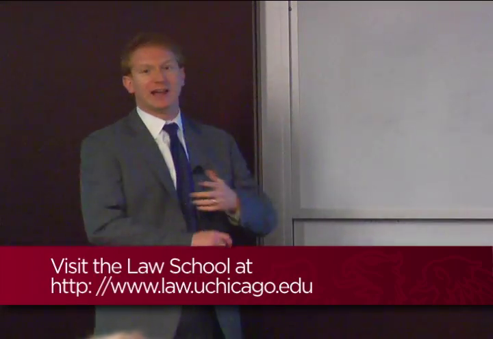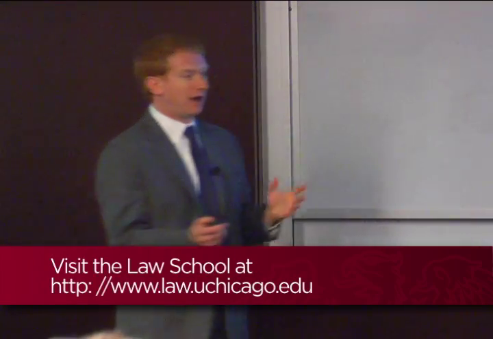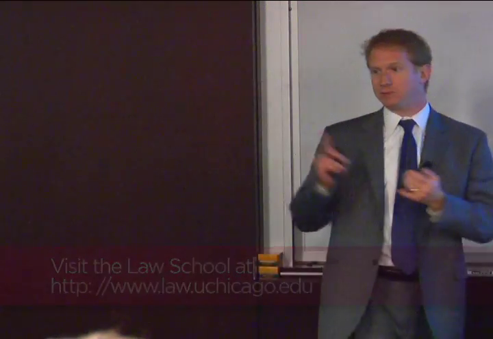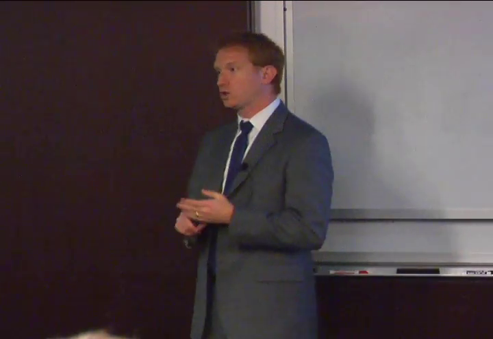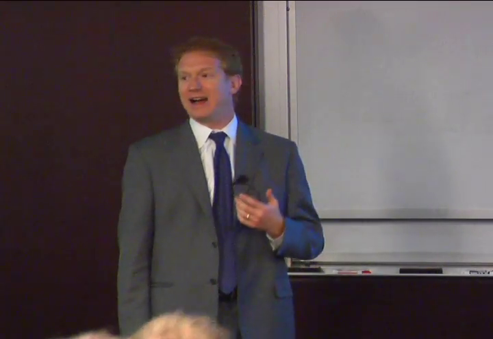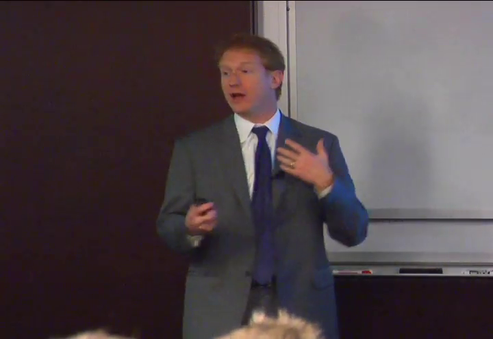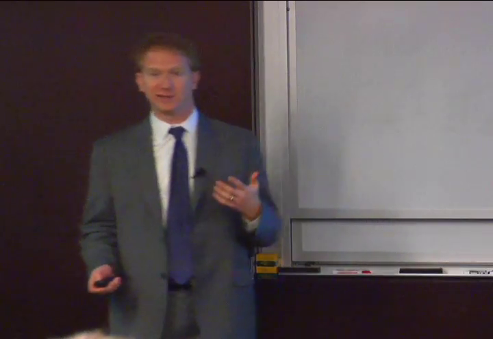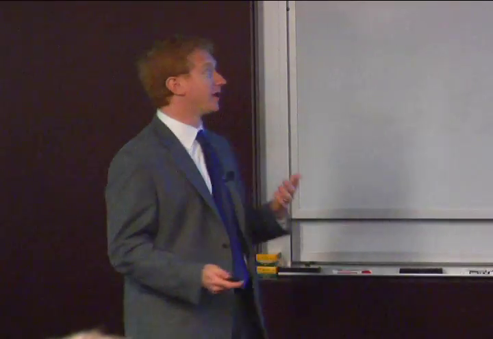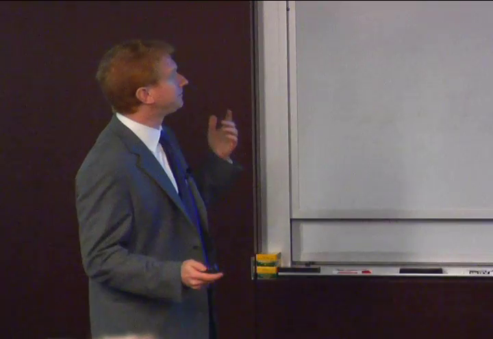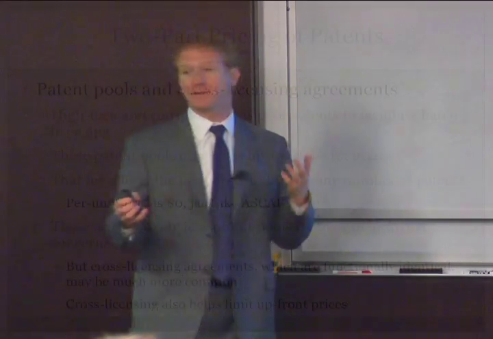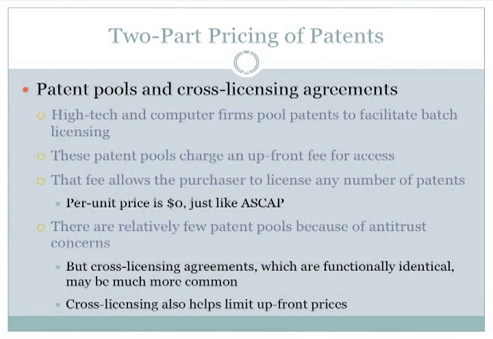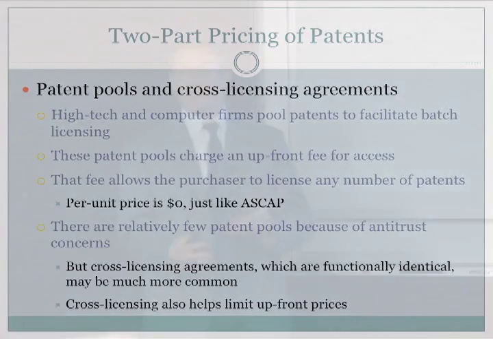The second large area is this universe of technologies related to computers and semiconductors and electronics, all of which are covered by a variety of mechanisms called patent pools and cross-licensing agreements, which are basically just two-part pricing fees. So basically what happens is high-tech firms, Silicon Valley type firms, pool their patents together into large pools so that they can charge single prices for access to those pools. And the reason is because there are lots and lots of patents in those fields.